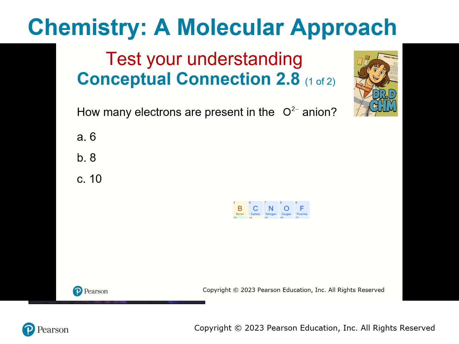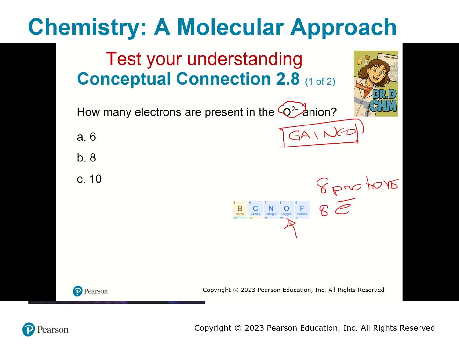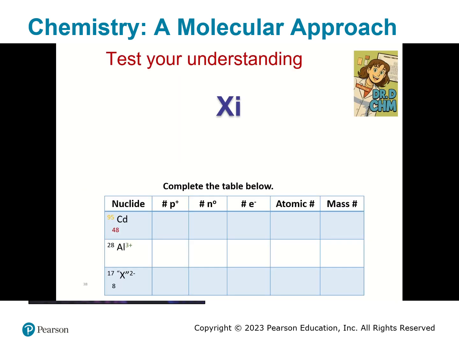So, when you have a negative charge, it means that the element gains electrons. If I know that oxygen has 8 protons, I know that a neutral atom will have 8 electrons. However, this ion gained 2, so I need to add 2 electrons, and I'm going to end up with 10. Good? So let's practice a little bit more.